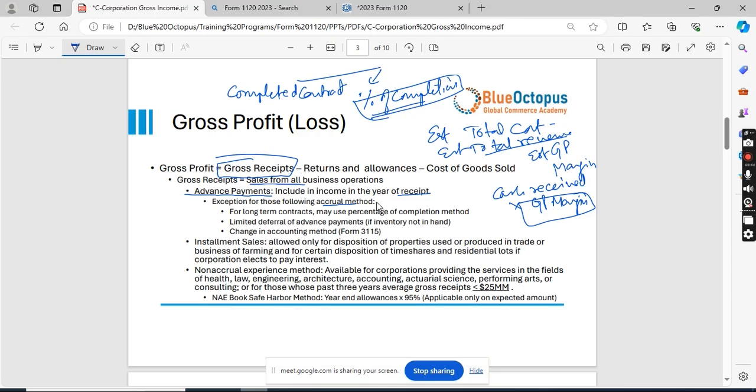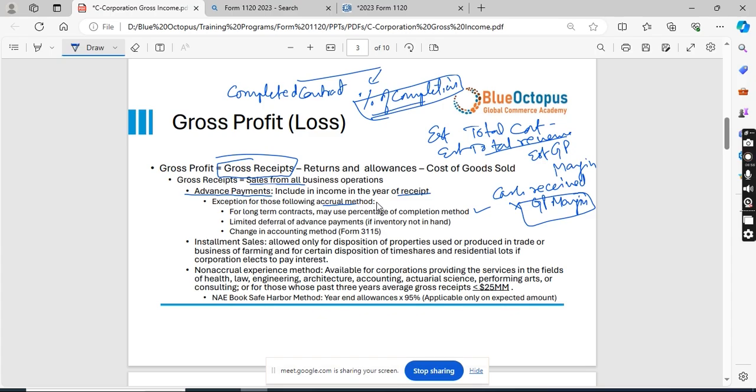But for accrual method, you may use percentage of completion method. Okay, so this is one exception. You may use this for advance payment. So here, even if you are receiving advance payment, you are taking only the gross profit margin.